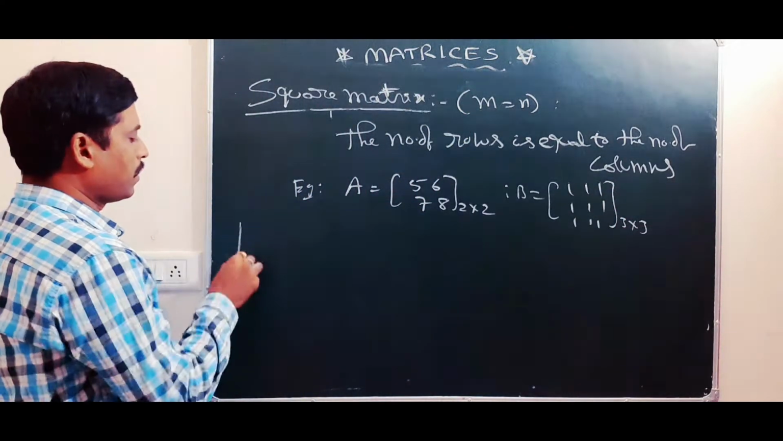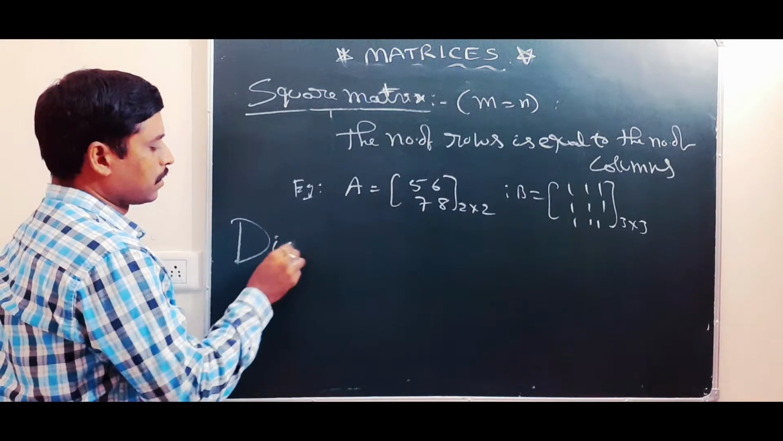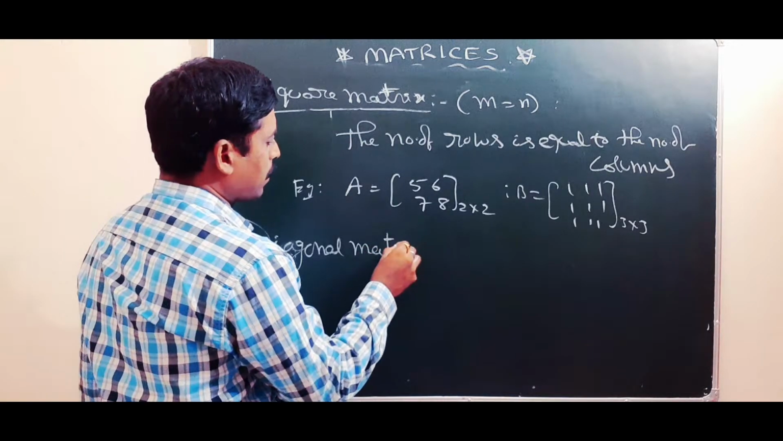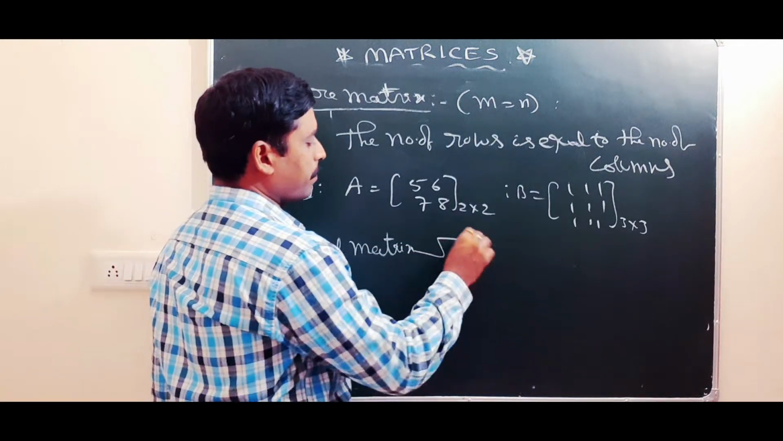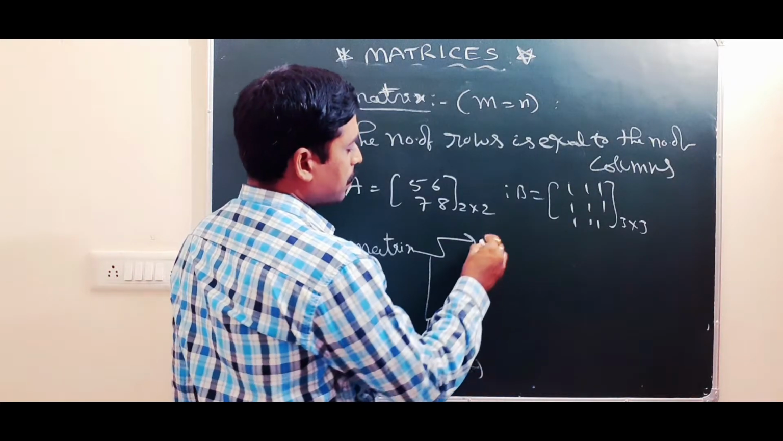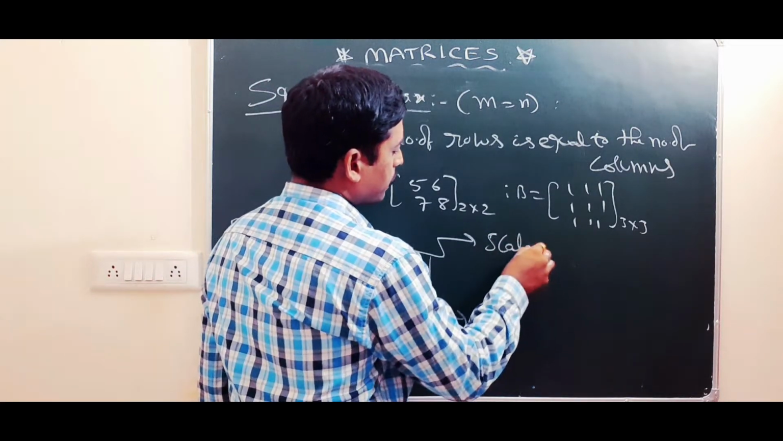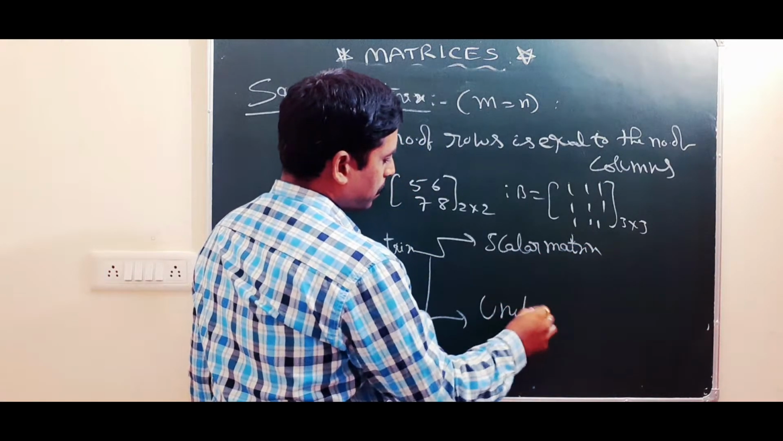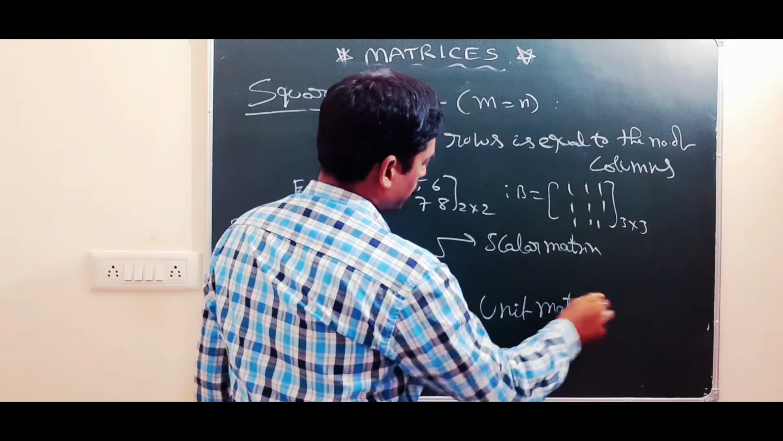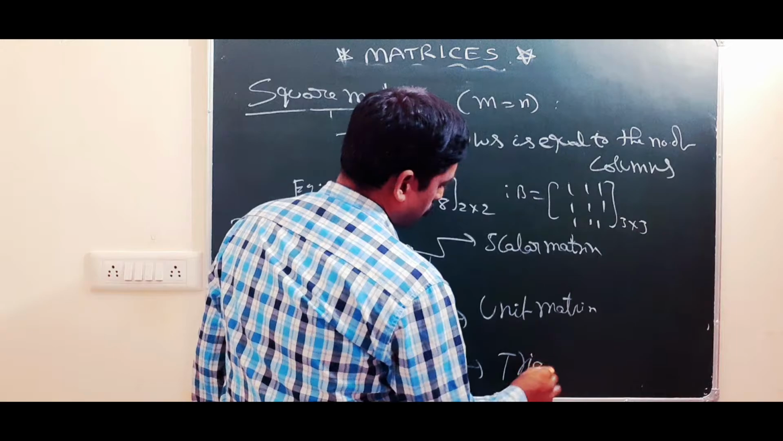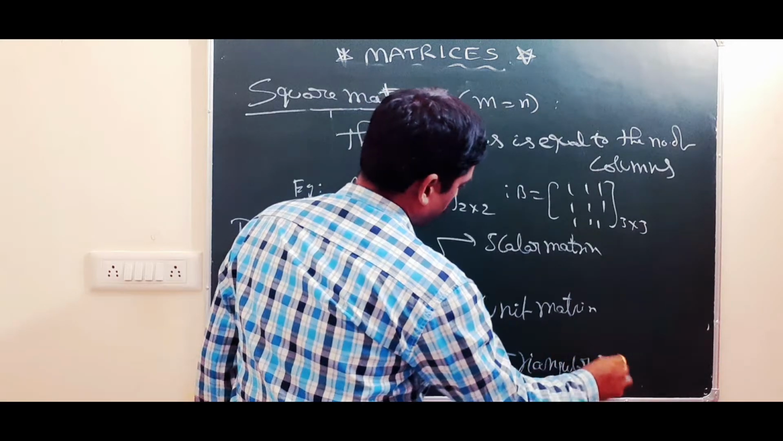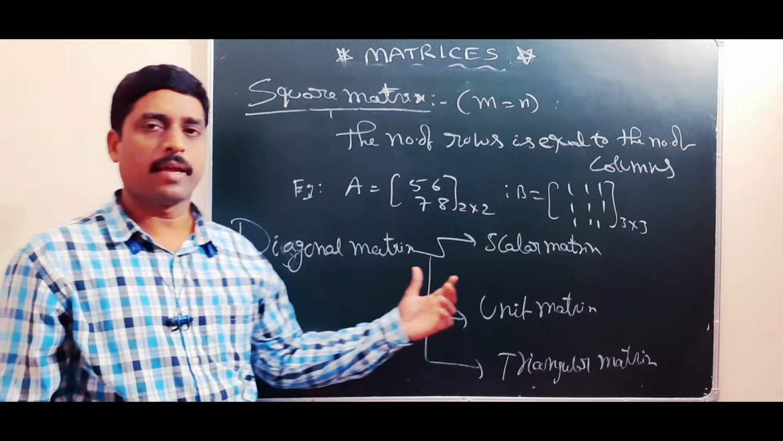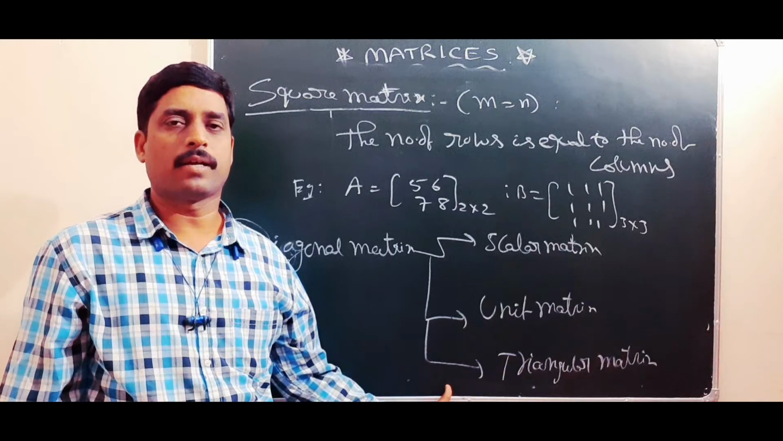Okay. Now explain diagonal matrix. Diagonal matrices are three types. One is scalar matrix. Second one is unit matrix. Third one is triangular matrix. So diagonal matrices are three types: scalar matrix, unit matrix, and triangular matrix.